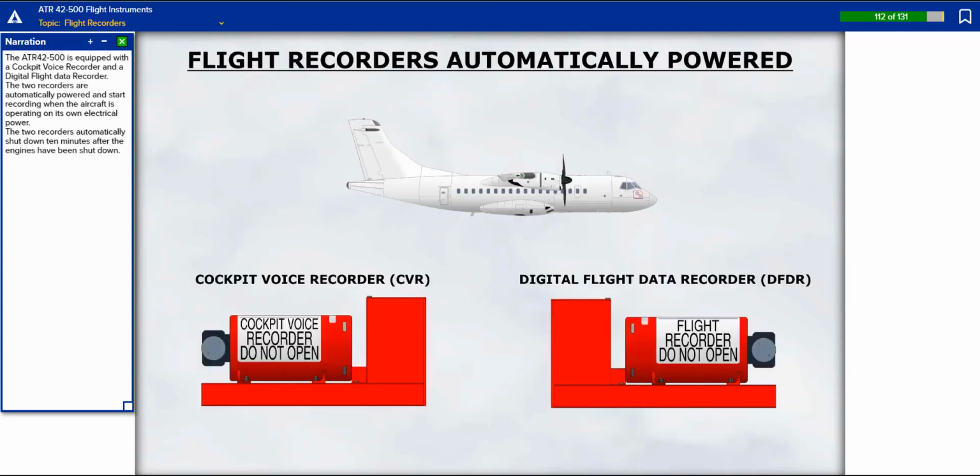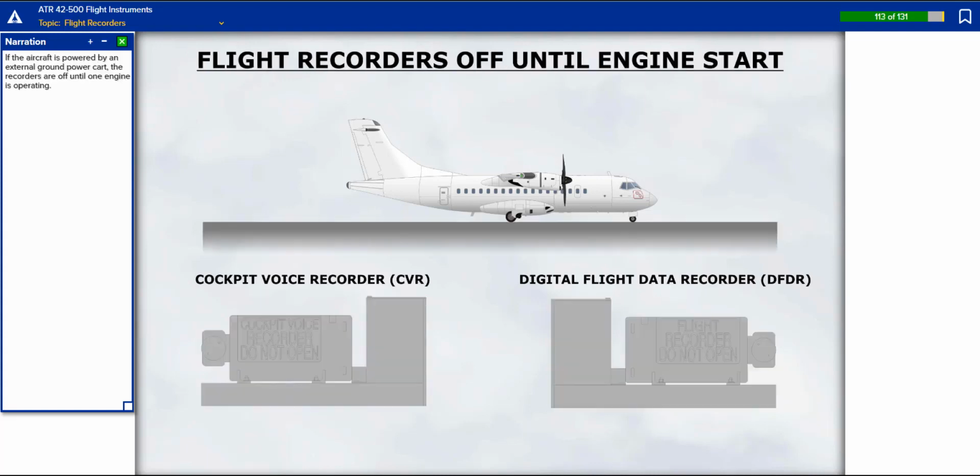The ATR 42-500 is equipped with a cockpit voice recorder and a digital flight data recorder. The two recorders are automatically powered and start recording when the aircraft is operating on its own electrical power. The two recorders automatically shut down 10 minutes after the engines have been shut down. If the aircraft is powered by an external ground power cart, the recorders are off until one engine is operating.